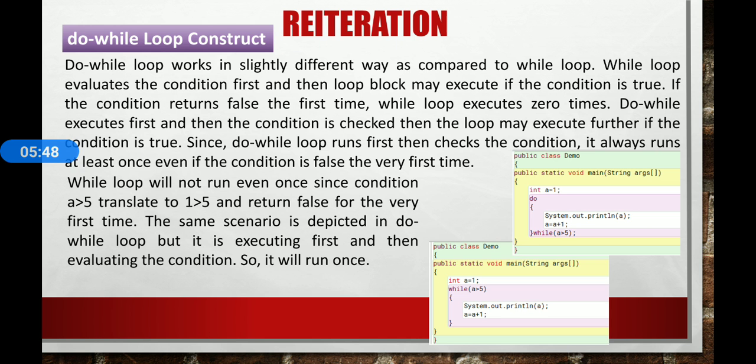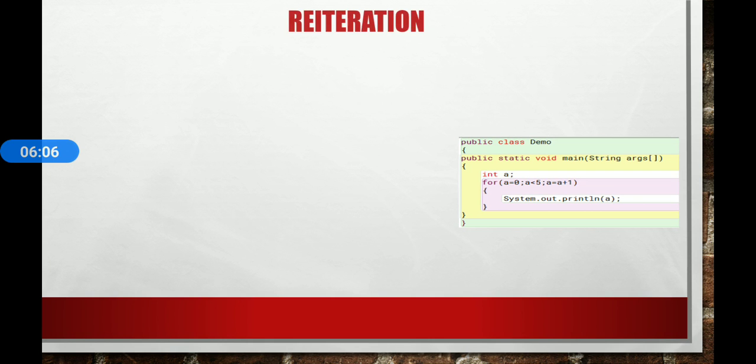So the condition is false, so the while loop will not execute even once, but the do while loop executes at least one time, because it first executes the statement and then checks the condition, so it will run at least one time. Now next, the for loop construct.